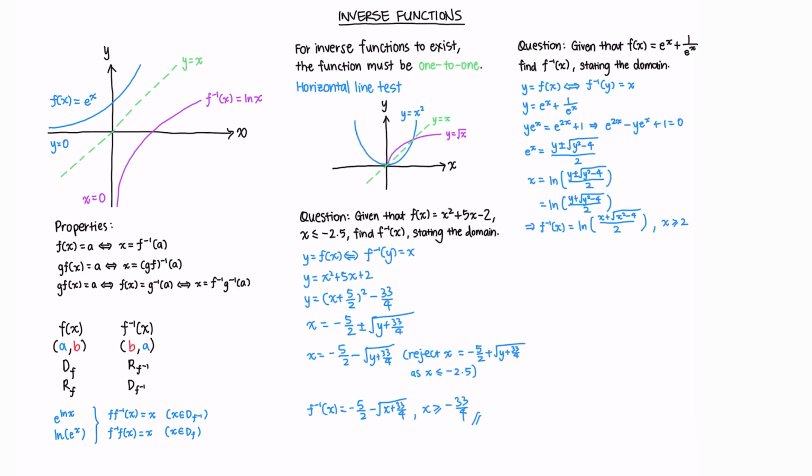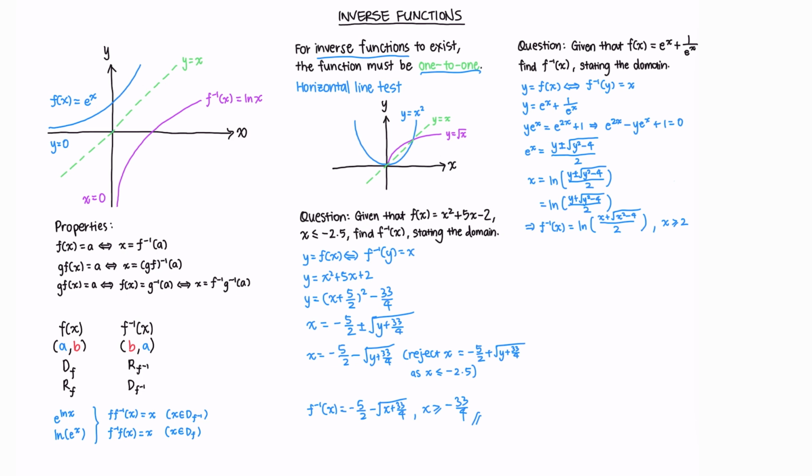Before we move on to the questions, I've been alluding to this earlier, that we need to restrict the domain when finding inverse functions. What's that about? This is because for a function to have an inverse, the function must be a one-to-one function. One-to-one means there's only one x value for every y value and one y value for every x value.